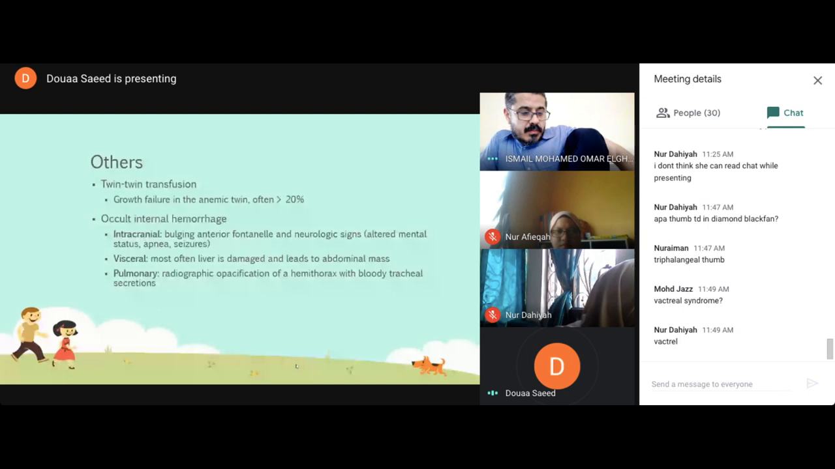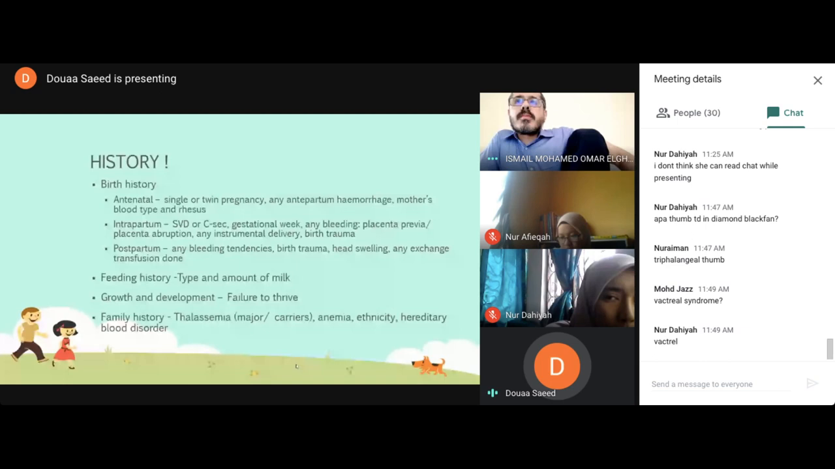So we move on to history. In history, we want to focus on birth history, such as the three major parts that we covered, which are antenatal, intrapartum, and postpartum. In antenatal, you have to know if it's a single pregnancy, was there any antepartum hemorrhage, and the mother's illnesses. In intrapartum, you want to know if it was a spontaneous vertex delivery or C-section.